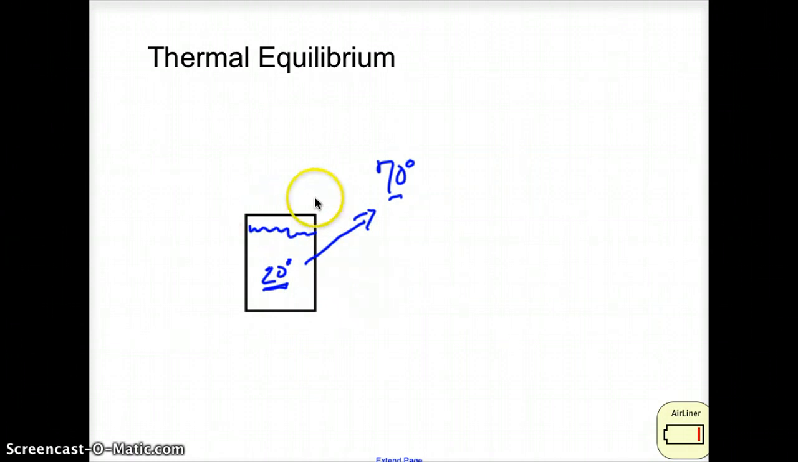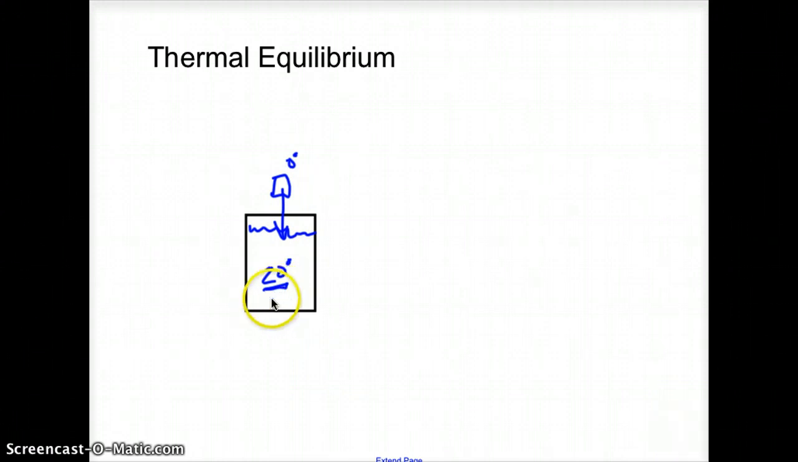So let's make a better example here. Let's say I drop an ice cube that's at 0 degrees Celsius. I drop that in here. Well, what's going to happen? Will the ice stay at 0 degrees? Will the water stay at 20? Well, you already know the answer to that. They will balance out eventually. They will share a final common temperature. That is known as thermal equilibrium. At thermal equilibrium, heat does not flow.